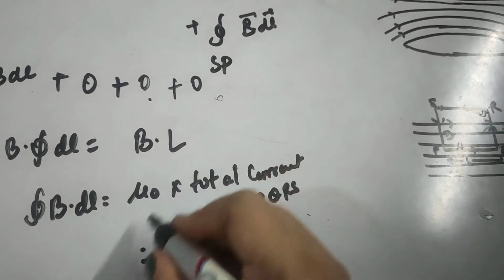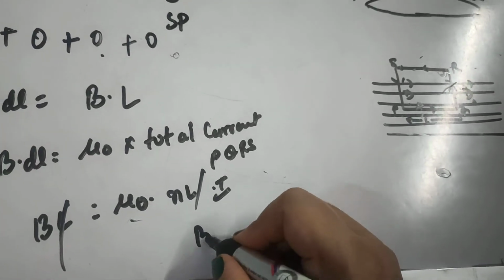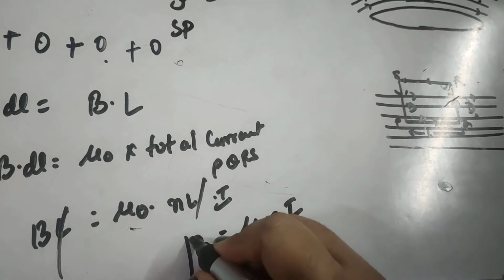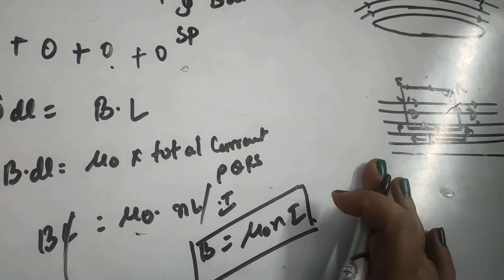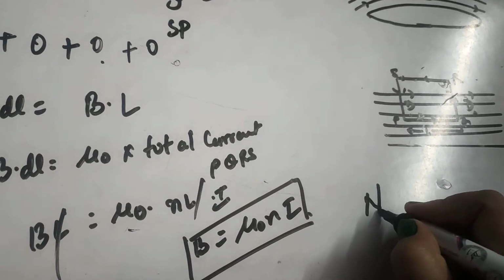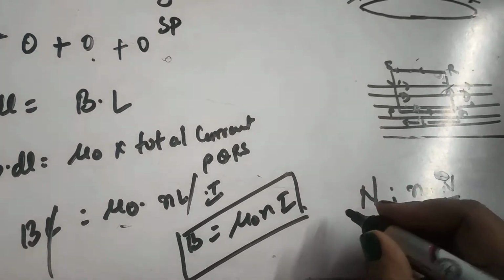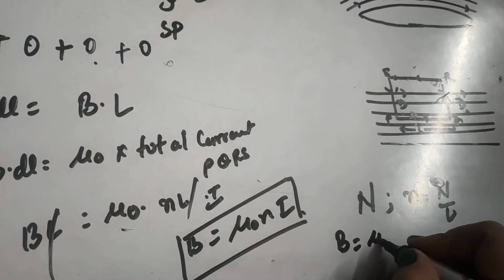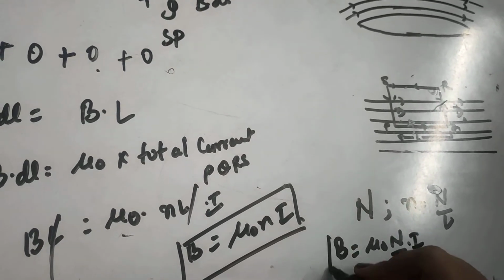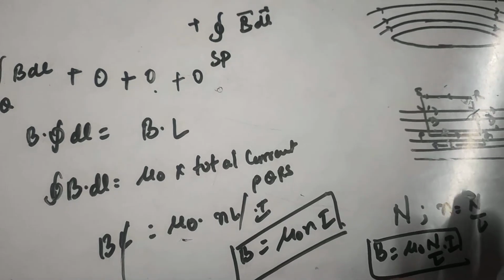Now putting this value, B dot dl is equal to B into L, so L and L cancel out, and we get B is equal to mu naught n I. This is the magnetic field due to a solenoid. Also, if capital N is the total number of turns of the solenoid, then small n is equal to N by L. So putting this value, B is equal to mu naught N by L into I. So these are the two formulas that can be used to find the magnetic field due to a solenoid.